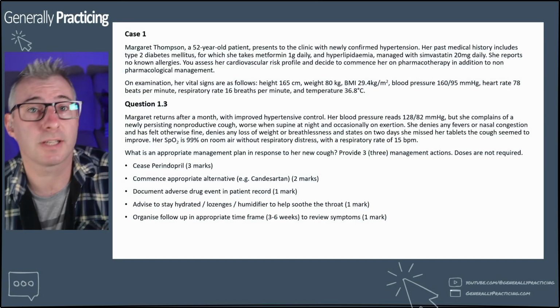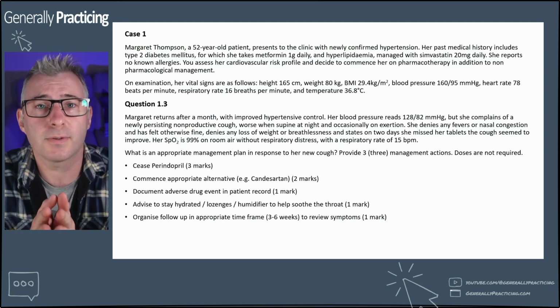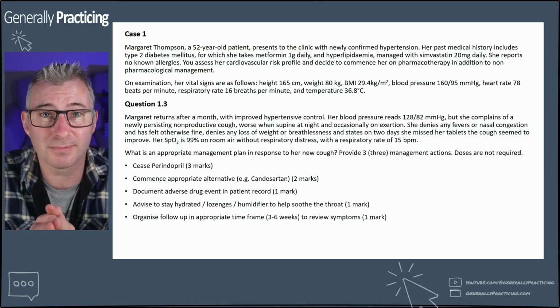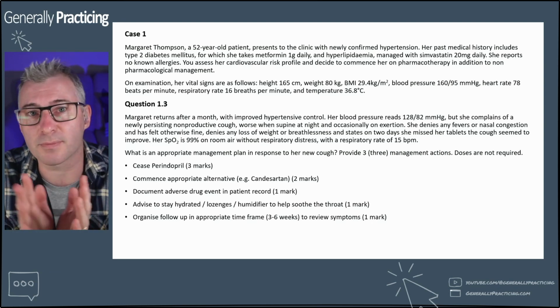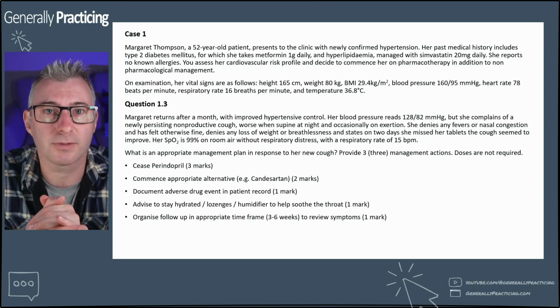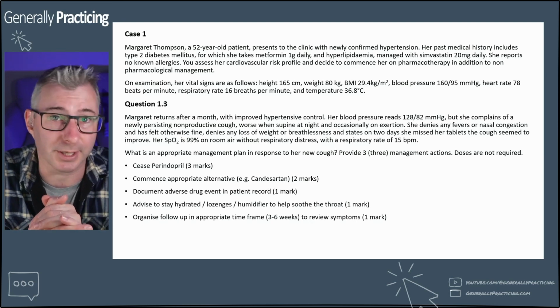Alright, time is up. Let's have a look at the answers here. Now, of course, the number one thing we need to do is stop the perindopril. We know this is the ACE inhibitor cough by this description here, and so the first thing we need to acknowledge is, okay, that probably needs to be given the flick.